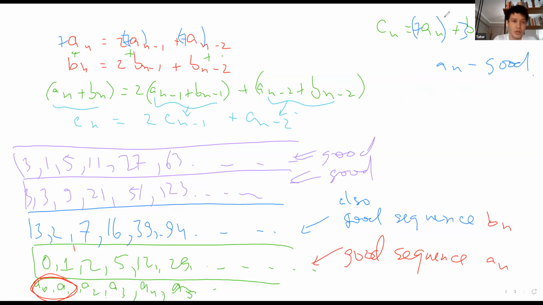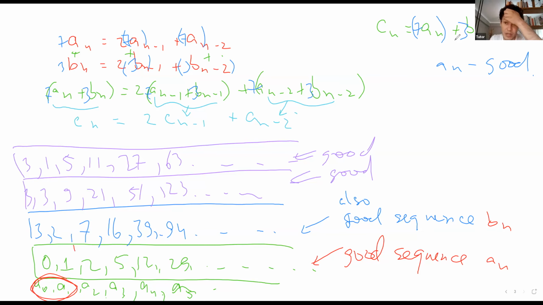BN is a good sequence, so 3BN is also a good sequence. So 3BN minus 1, minus 2, these are also going to be good sequences. But what's happening when I combine them? Well, I'm going to get 7 of this and 3 of this. So 7 of this and then 3 of this, and then 7 of this and then 3 of this, right?